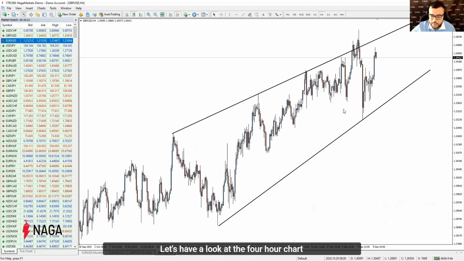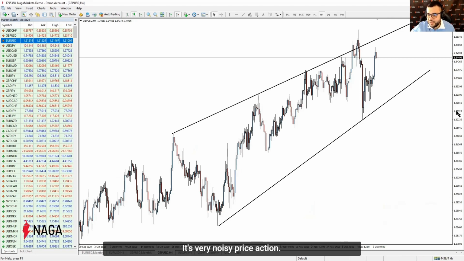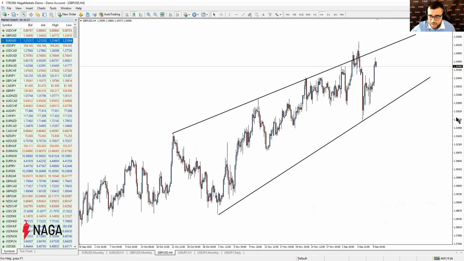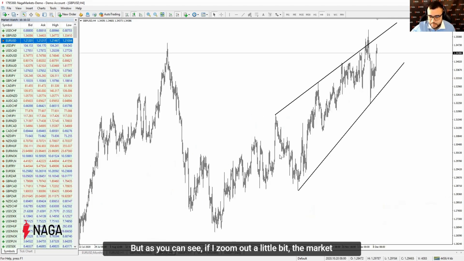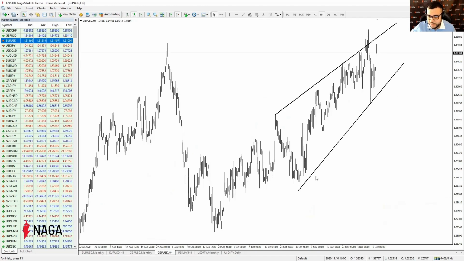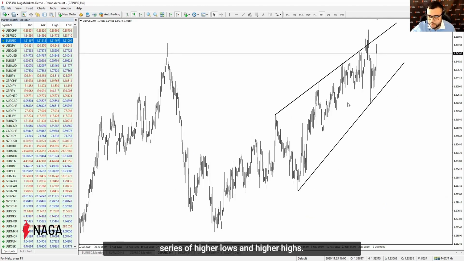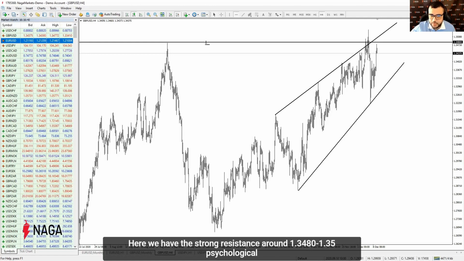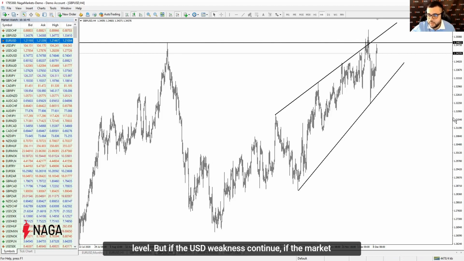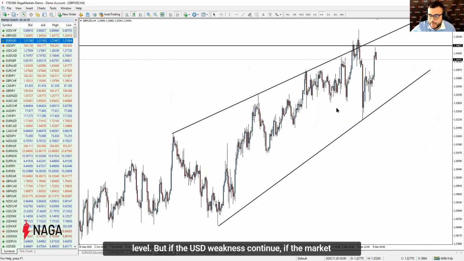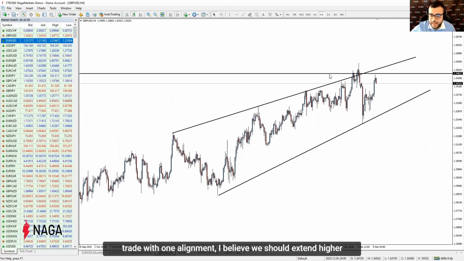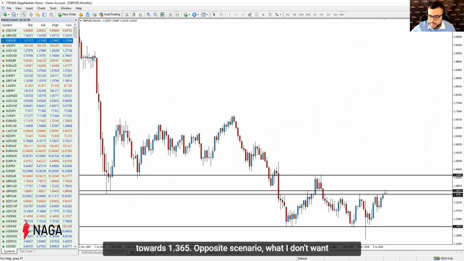Let's have a look at the 4 hour. As you can see, a lot of volatility here. It's very noisy price action. But as you can see, if I zoom out a little bit, the market is moving in a series of higher lows and higher highs. Here we have the strong resistance around 134.80, 135, psychological level. But if the dollar weakness continues, if the market trades with one alignment, I believe we should extend higher towards 136.5.